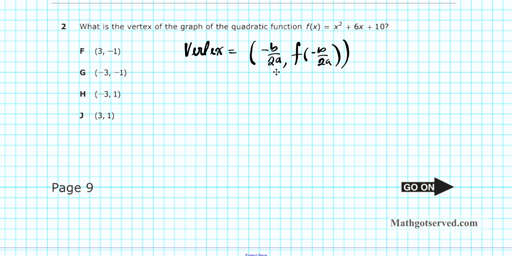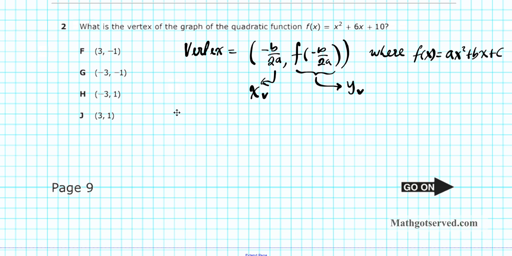Okay? So this is basically the x-coordinate of your vertex, and this entire expression right here is the y-coordinate of your vertex. Okay? So since the y-coordinate is dependent on the x-coordinate, we have to find the x-coordinate first. All right? So where f of x, the function, is equal to ax squared plus bx plus c. Okay, the quadratic has to be in standard form.